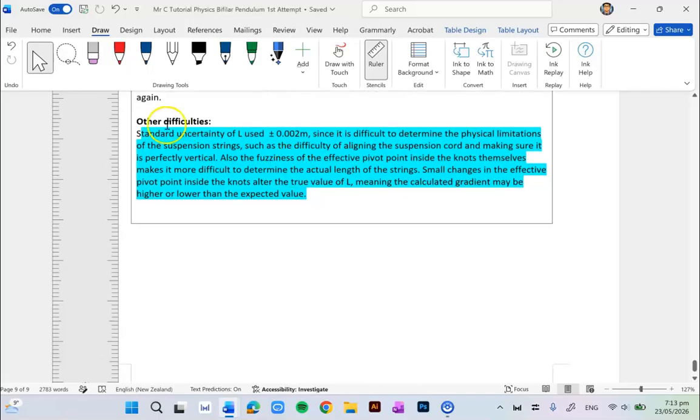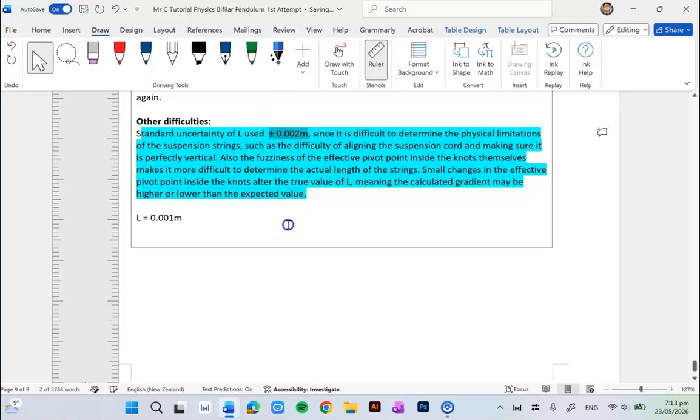And then the last one, other difficulties. Now, usually I would have used the standard uncertainty of length as 0.001. But I chose to use 0.002 because of the knot as well, taking that into account. And also, it's really difficult to align it perfectly. So there's going to be a larger uncertainty. So I thought to make it a bit more accurate, I'd use a larger standard uncertainty.